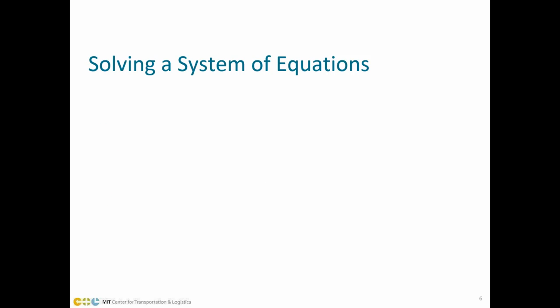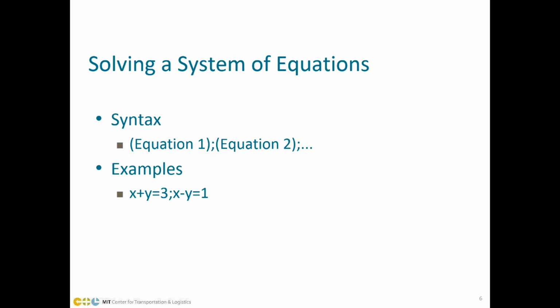SciMath also solves a system of equations. In doing this, you're going to type your first equation, then you're going to enter a semicolon, then you're going to type your second equation, enter a semicolon, and so on and so forth. As an example, you can type x plus y equals 3, semicolon, x minus y equals 1, and it will automatically know that it should solve for the system of equations.